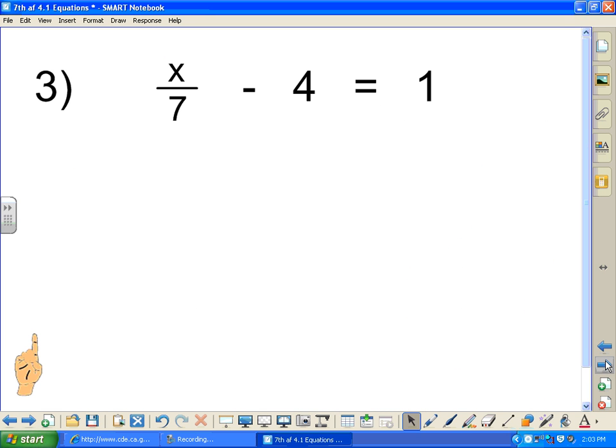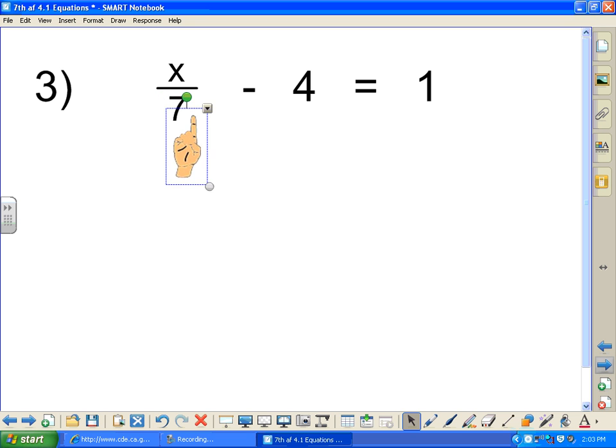Now we got something like this. This actually scares some of my students. This little fraction bar scares them. They don't know what this is sometimes. Well, it is a fraction, but it also represents an operation as well. And that operation is division. That little fraction bar represents division.